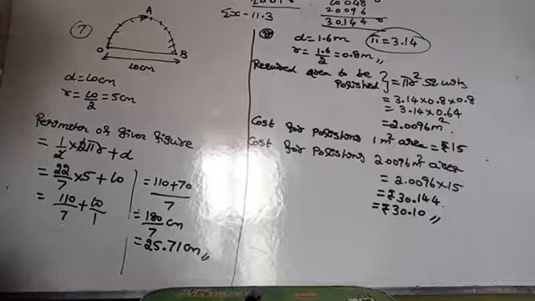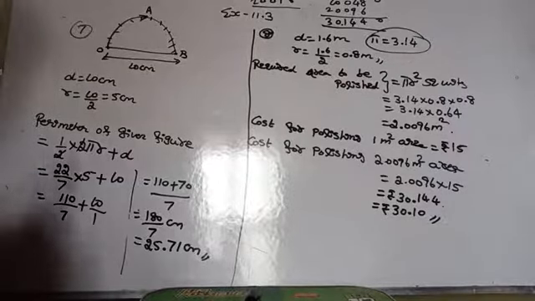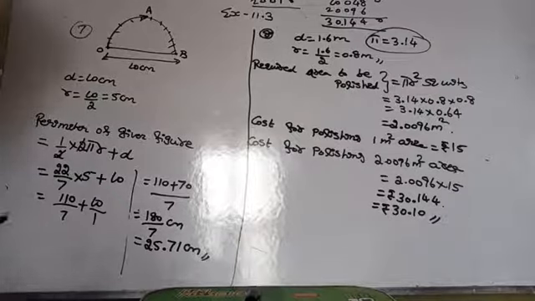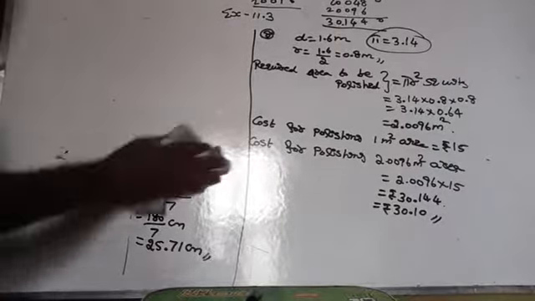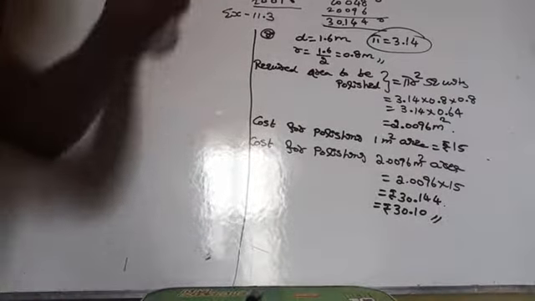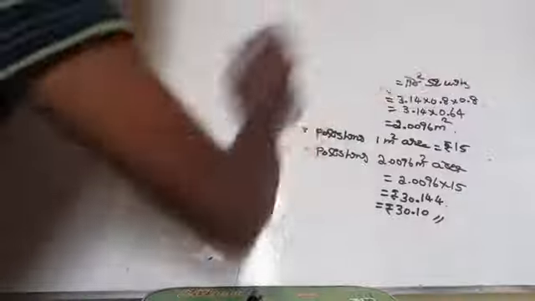Question number 9. Sahil took a wire of length 44 cm and bent it into the shape of a circle. Find the radius of that circle. Also find its area. Sahil took one wire of length how much? 44 cm. The length of the wire is given as 44 cm.